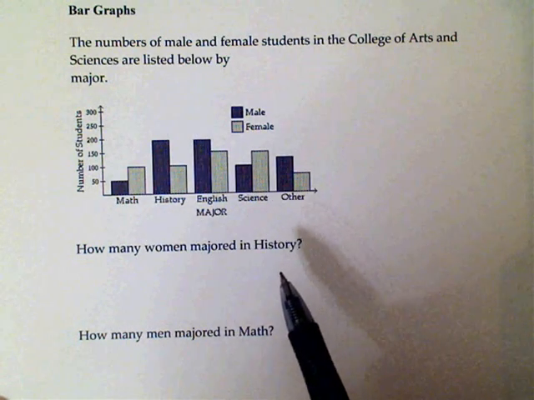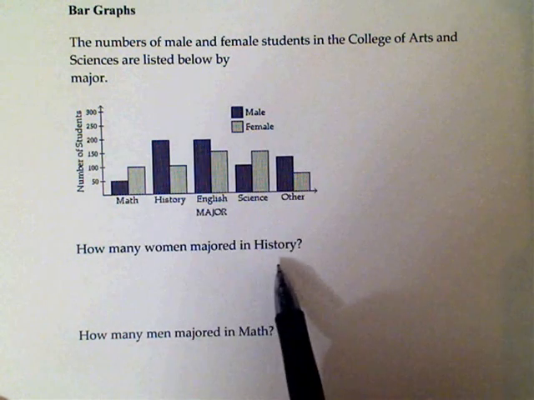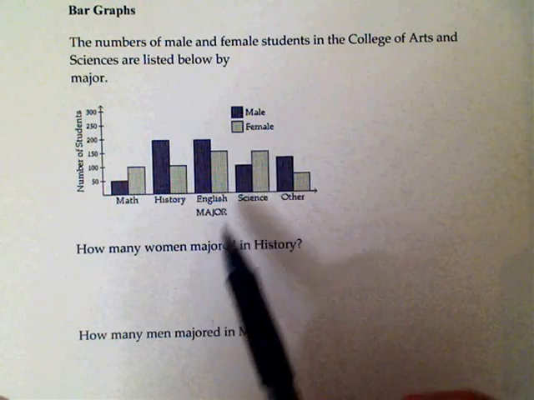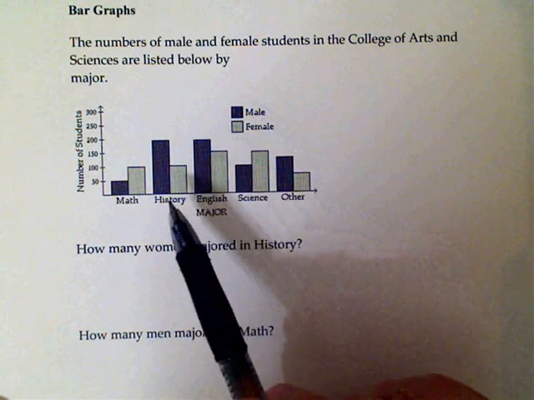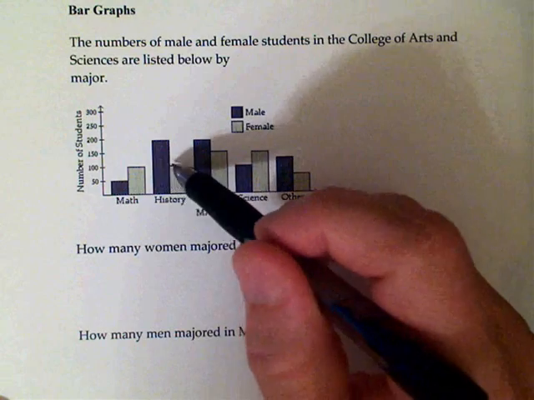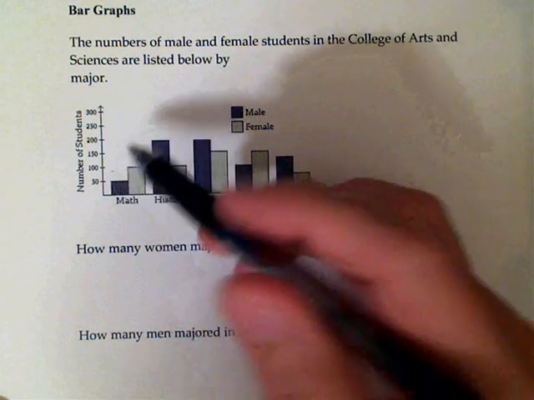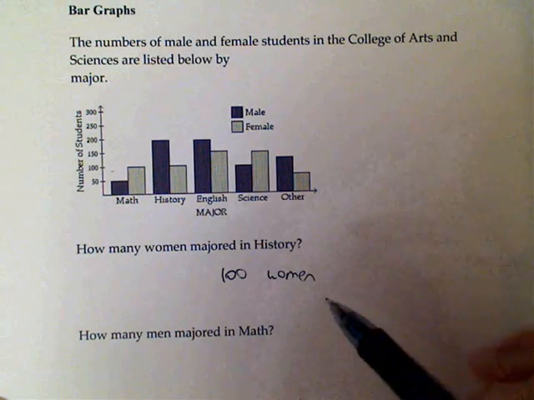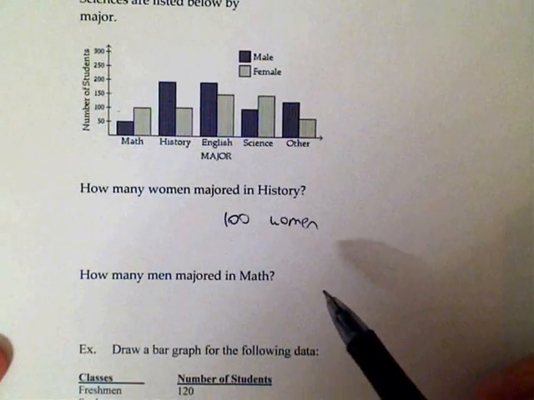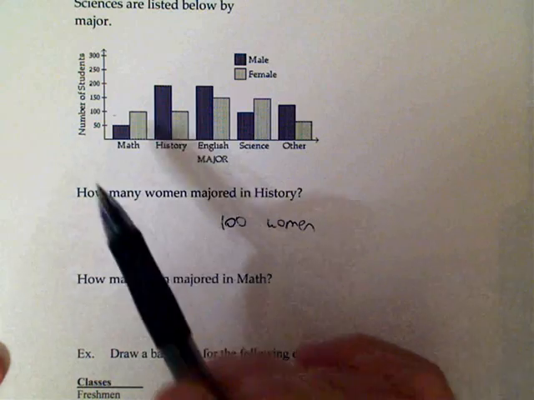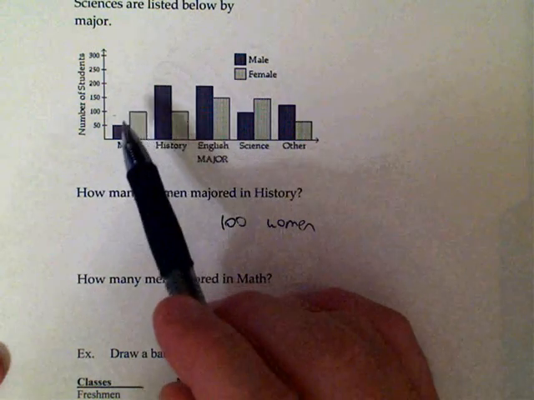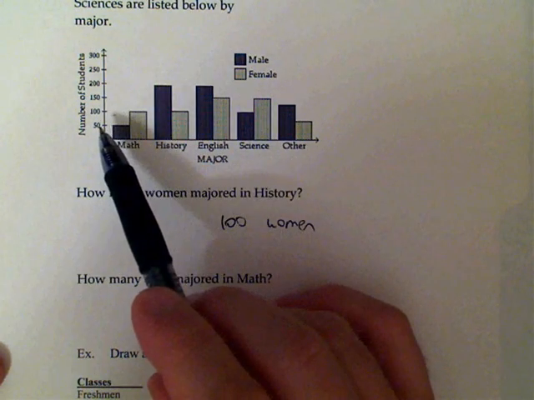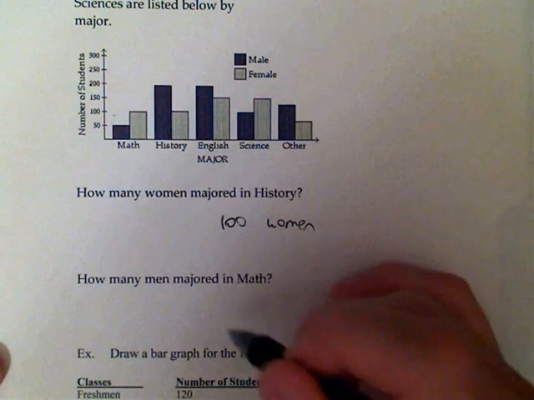So let's answer some questions. How many women majored in history? So, the women are the gray color. So let's go to history, gray color. Let's go over. Looks like roughly around 100 women. This just to give you an idea of how to read a bar graph. How many men majored in math? There's the math. The men are the blue colored, looks like. Go over to the number of students, looks like 50.